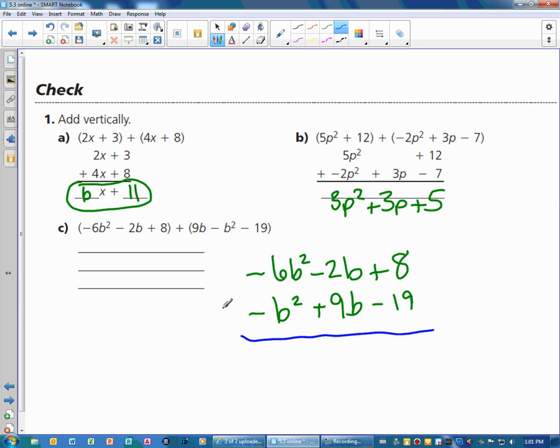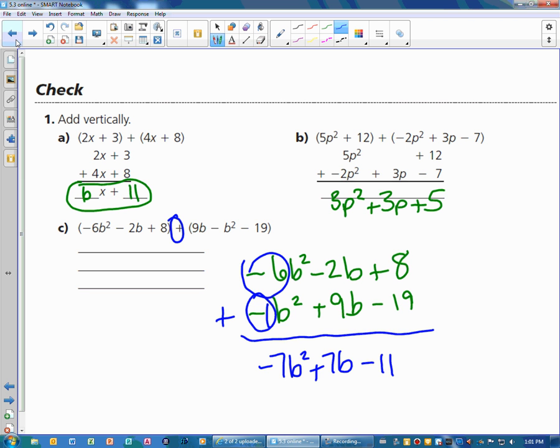Remember, we're adding. We're adding. So negative 6, and another one is negative 7b squared. Okay, we're adding b squareds. So we're adding the coefficient that's negative 6, and then this negative 1. Okay, we're adding b's. I have negative 2, but I have 9. So 7, because 9 and negative 2 is 7. And then 8 and negative 19 make negative 11. Okay, how'd that go for you?